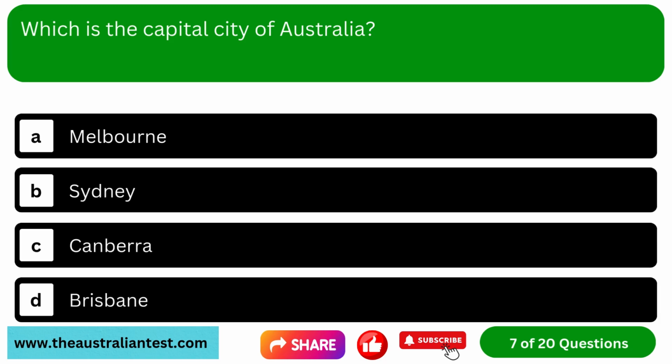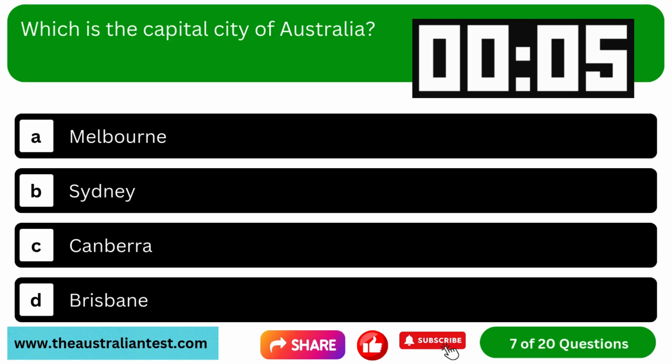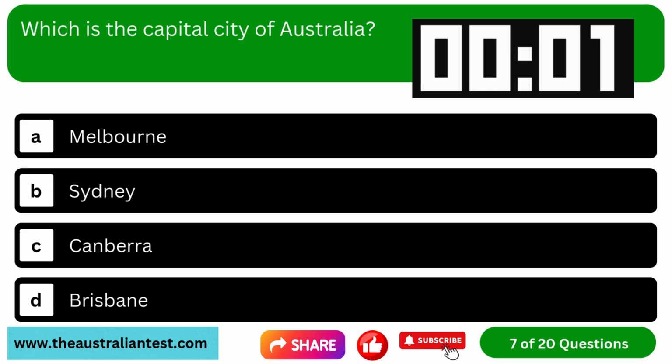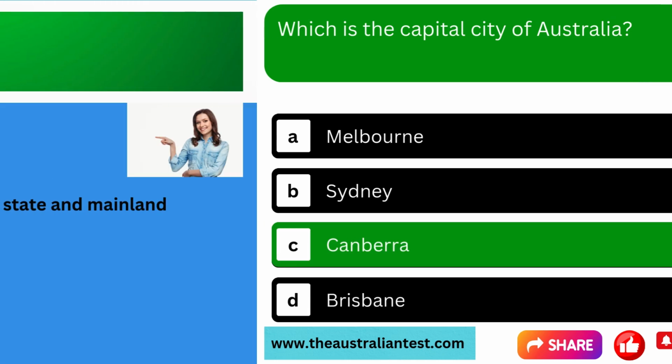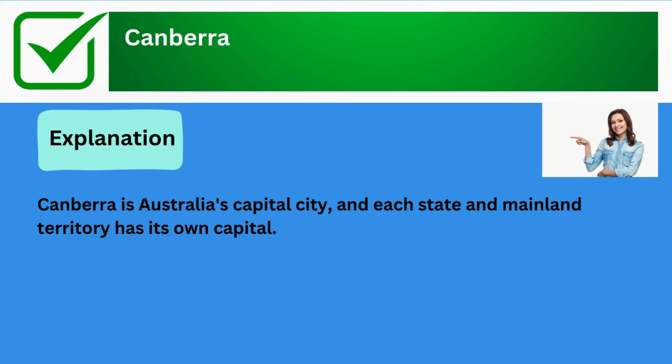Question 7. Which is the capital city of Australia? Option A. Melbourne. Option B. Sydney. Option C. Canberra. Option D. Brisbane. The correct answer is Canberra. Explanation: Canberra is Australia's capital city, and each state and mainland territory has its own capital.